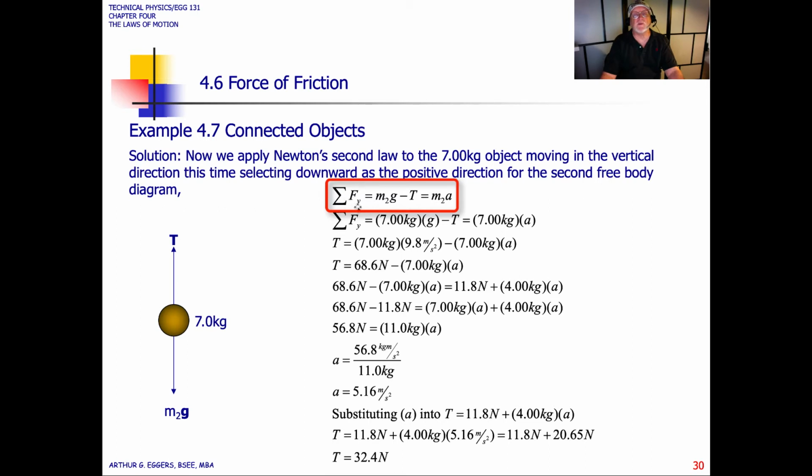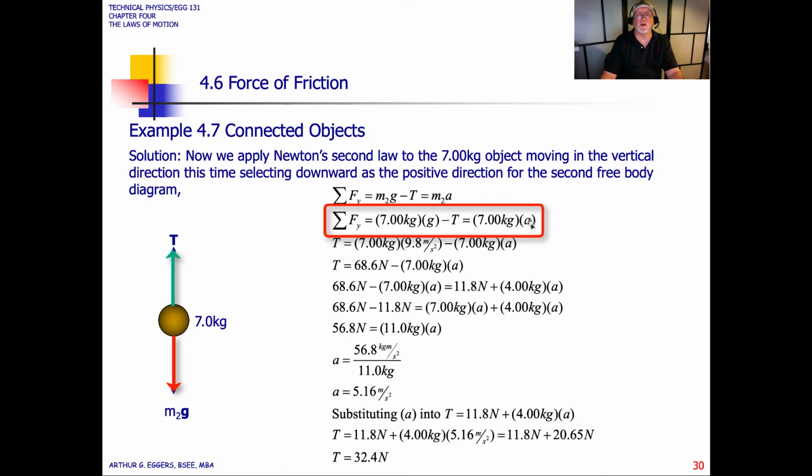So if we sum the forces in the y direction, we have the mass of the sphere times gravity minus the tension in the light string, and again, it's moving. It's not in equilibrium. Mass 2, which is the 7 kilogram sphere, times the acceleration. How many of the known values can we put in here and see if we get any farther? Well, we have mass 2, we have gravity, we subtract the tension, and that's equal to mass 2, 7 kilograms, times the acceleration.